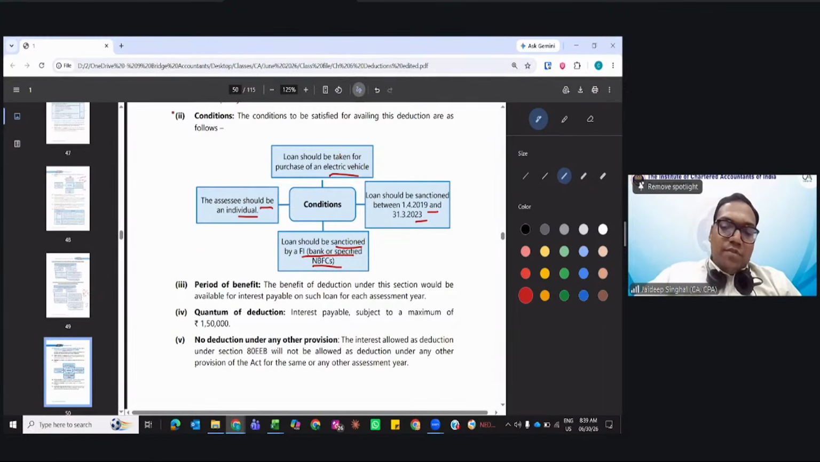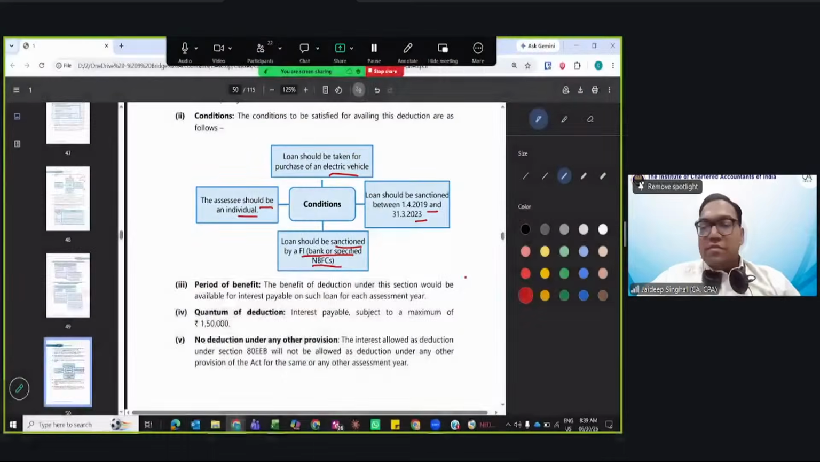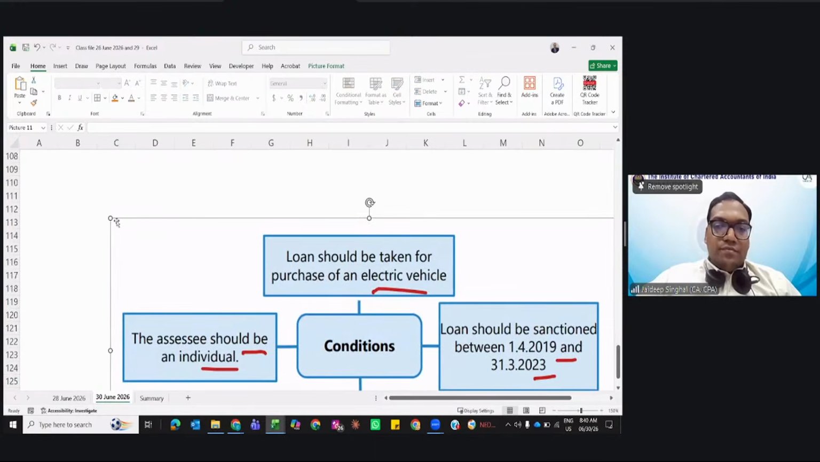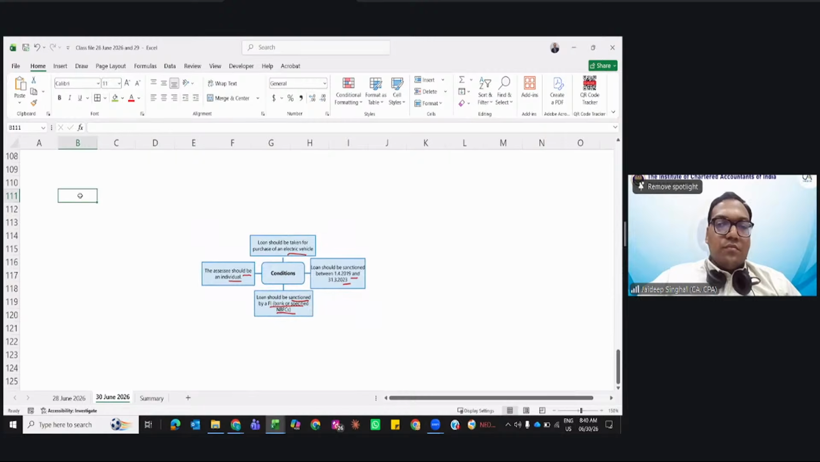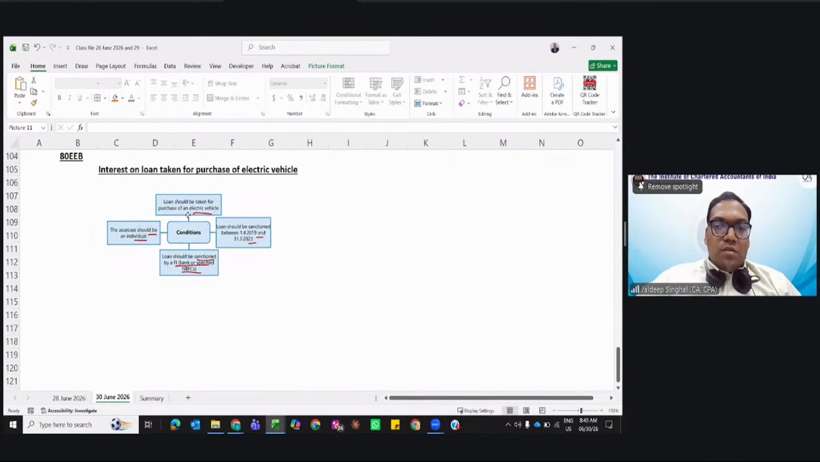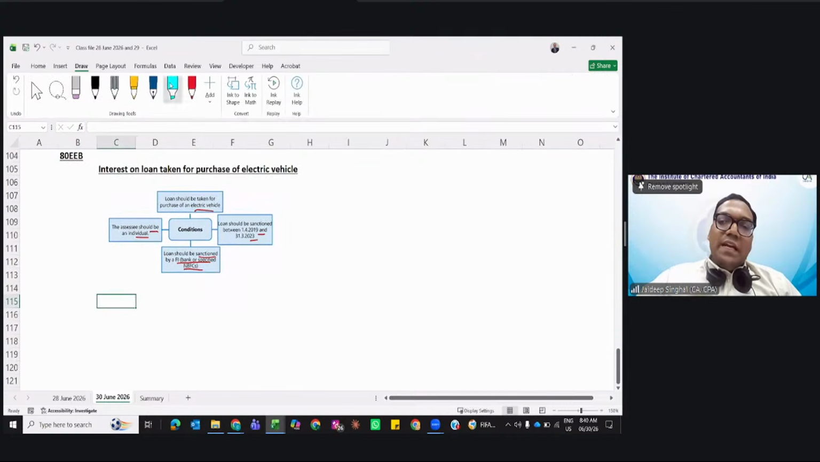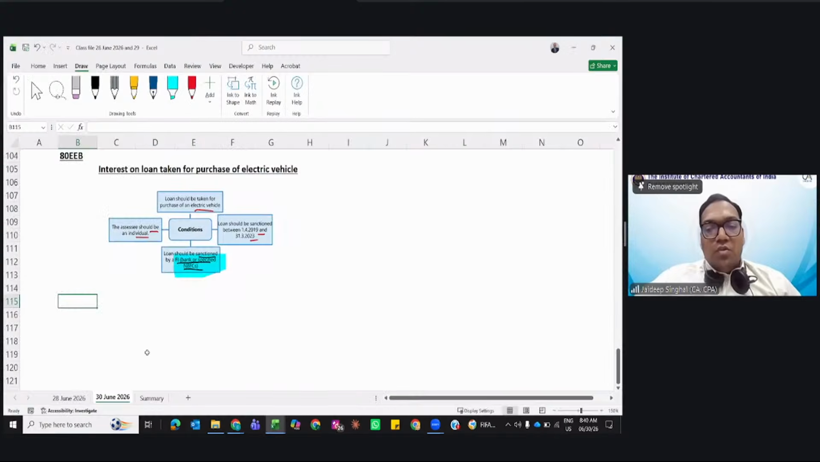Can you see the condition here? One more additional condition here: NBFCs are also covered. Here the loan can be taken from NBFCs as well. I pasted it here. Please highlight banks or specified NBFCs. Period: again, no such period of 8 years. Whenever you pay the loan interest, you get the deduction. Interest payable is subject to a maximum of 150K.